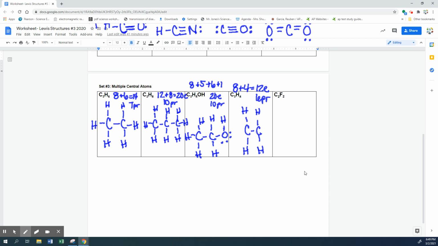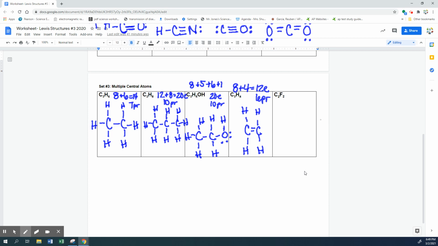Carbon is not happy yet because it does not have 4 bonds. And we have used 1, 2, 3, 4, 5 bonds. So we only have 1 more. I can make these both happy by putting another bond there. Then I have a total of 6, and each carbon has 4 bonds.